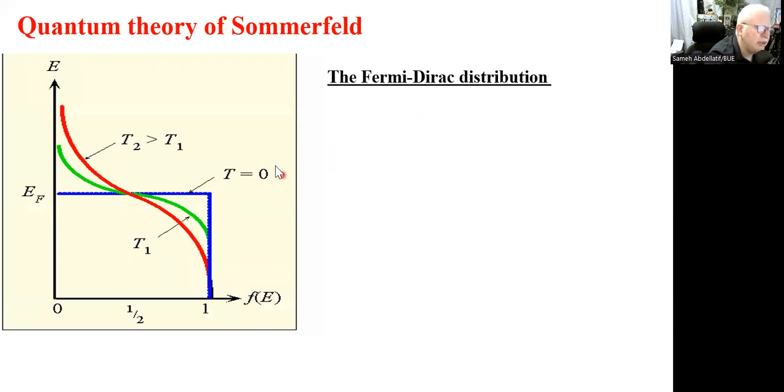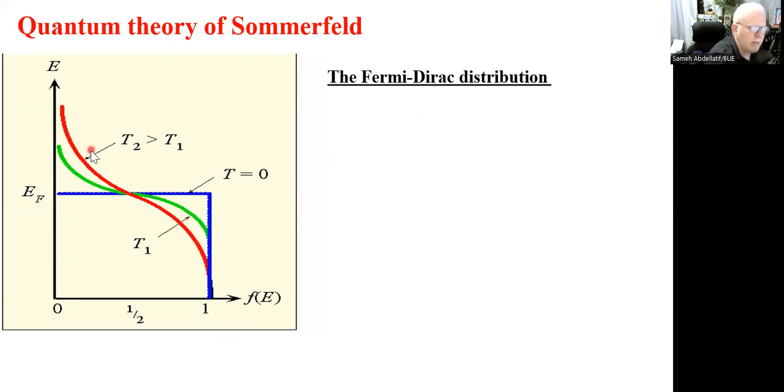So at 0 degree Kelvin, as I just described, there is zero probability to find an electron in the conduction band, and 100% the electron exists in the valency band. Whenever you increase the temperature, let's go to the green curve. The probability to find an electron in the conduction band starts to increase, and the probability to find the electron in the valency band starts to decrease.